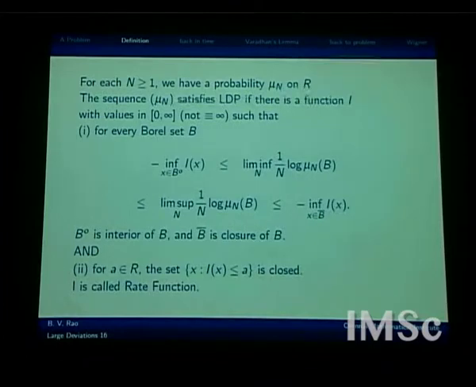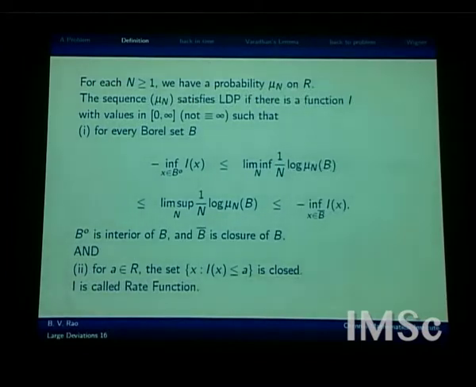The lim sup should be smaller than that, and the lim inf should be bigger than minus the infimum of I x over B interior. Now, B closure is a larger set than B interior. So, the infimum over B closure is smaller, and minus the infimum is a larger quantity. So, the larger quantity appears on that side and the smaller quantity appears on this side.